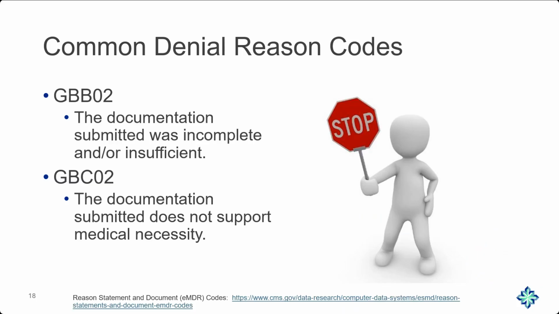Before we begin reviewing some claim examples, I'd like to briefly point out two common denial reason codes we see with home dialysis claims. Familiarizing yourself with these codes can help pinpoint recurring issues and improve documentation practices in the future. And I did include a link on the bottom of this slide so you can actually see what these codes mean in detail. So the first reason code is GBB02.